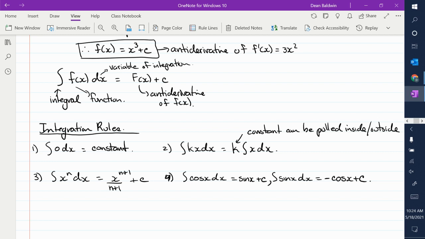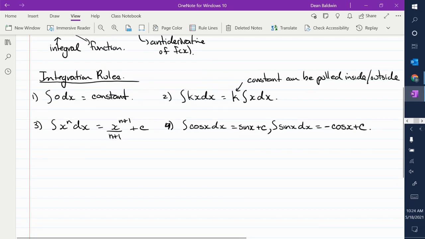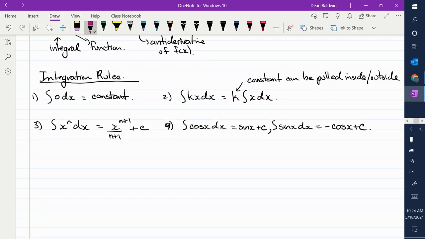All right. Are we ready for practice? This is the one you're going to use the most. Okay, x to the n plus 1 over n plus 1, for polynomials. We'll get into other stuff. We have to do other things, but we're going to start out with polynomials, just like we did with derivatives. So, here's our practice.